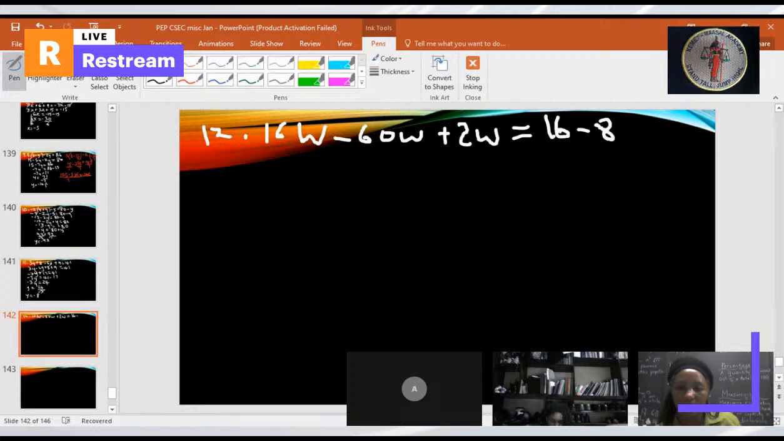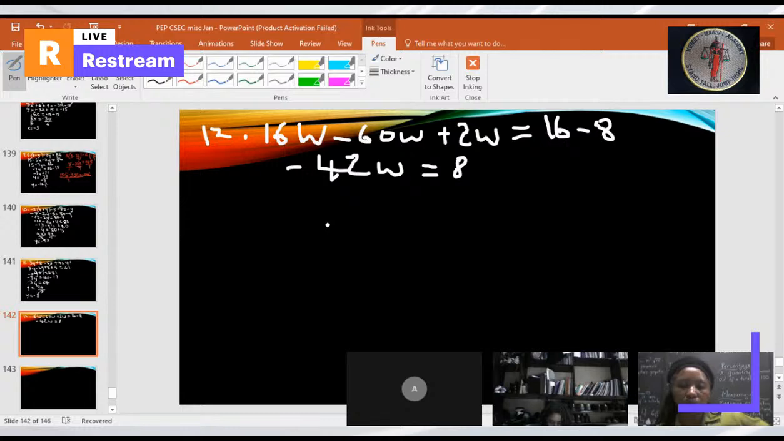All right, so go now, Asar. 16W minus 60W is equal to negative 44W, plus 2W is negative 42W. All right, so negative 42W is equal to 8. So what do we do from here?